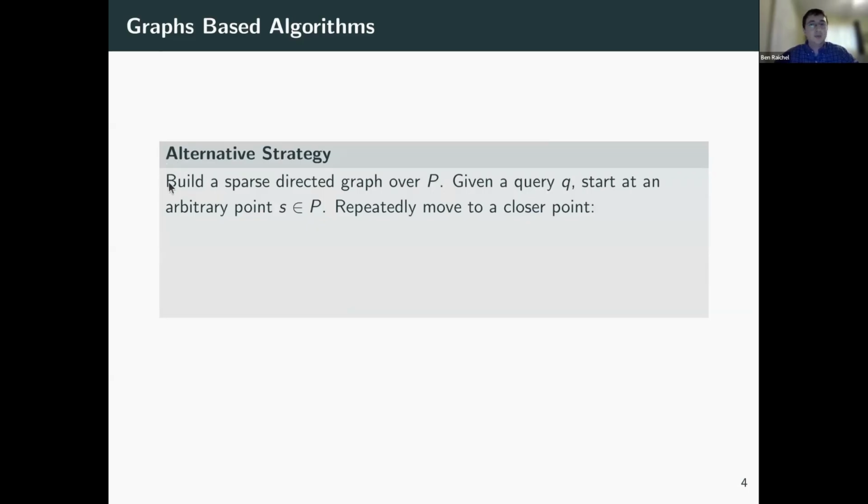It's a very simple idea at a high level, modulo all the details, of course. The idea is the following. I'm going to build a sparse directed graph over my point set. Obviously the key is how I build this graph, but let's say I have this sparse directed graph over my point set P. Then given a query point Q, I'll just start at some point in this graph and repeatedly move closer to the query in the graph.